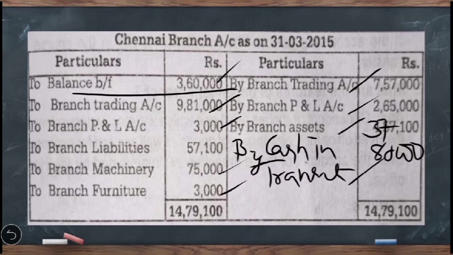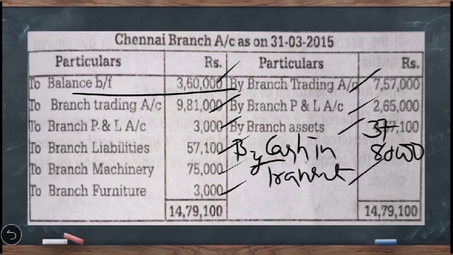After that, the last entry was for incorporating the liabilities of the branch. The entry was Chennai branch account debit to liabilities account. So here the Chennai branch account will tally at 14,79,100. So this is the solution for the second question, which usually comes for 24 marks, where we had to pass 2 adjusting entries, then 8 incorporation entries. After that, we had to prepare branch trading profit and loss account, and finally the branch account.